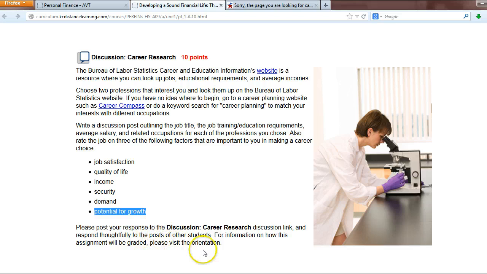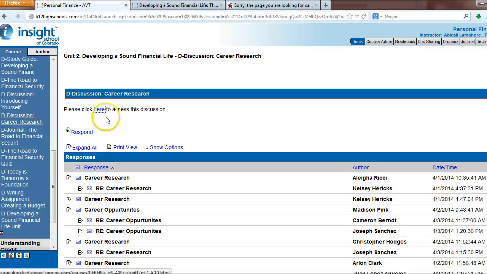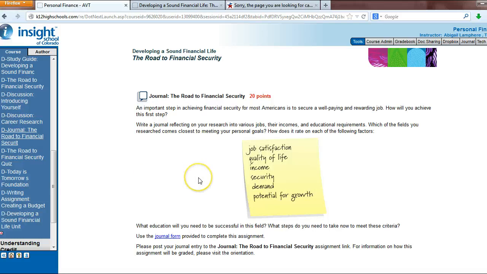Is there a way for you to move up within your field? So be doing some research on two different careers, finding out that information, and then talking about it in the discussion here. I haven't graded those yet, but I will this weekend. And that leads into your first assignment.